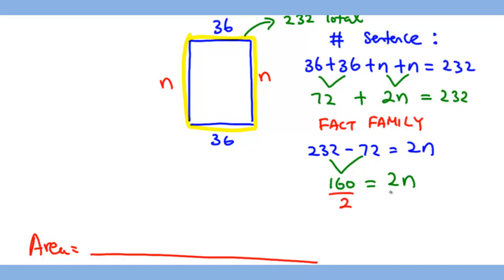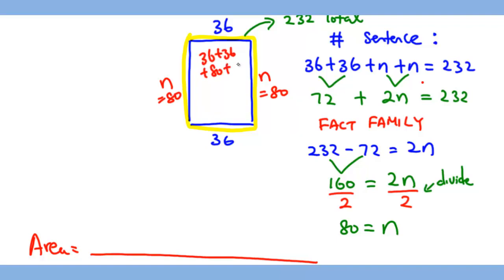And you want to get 1n, so you divide both by 2, and 160 divided by 2 gives you 80 as n. And now to check the answer, we will replace n by 80, so 36 plus 36 plus 80 plus 80 does indeed give you 232.